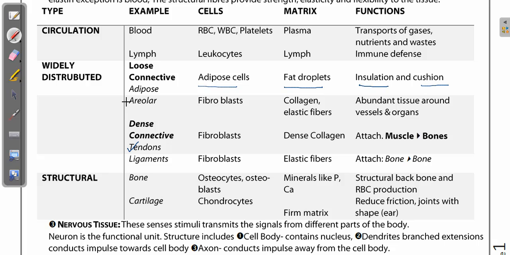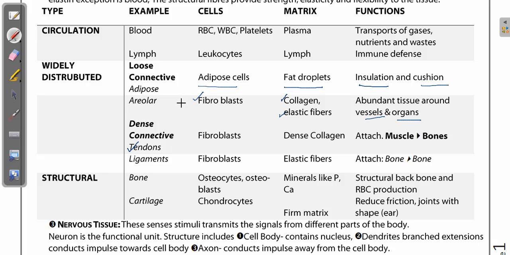And next is the areolar tissue. The areolar tissue will have the fibroblast as the cells, and the important matrix components are collagen and elastic fibers. And you can see this areolar tissue around the vessels and organs, and they also try to absorb the shocks, and they prevent the failure of the organs up to a certain extent.